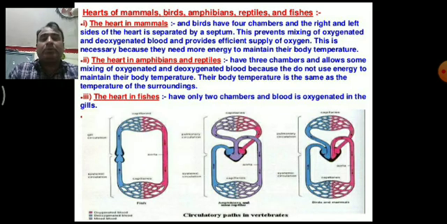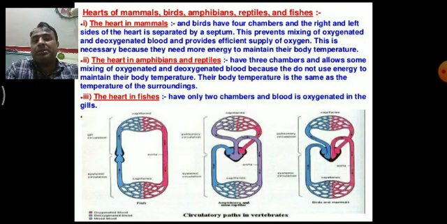This provides a sufficient amount of energy, and we know that mammals and birds, like humans, have more muscular activity, so they require more energy. The double circulation system provides more energy as compared to single circulation. Single circulation means there is a mixing of blood, like in the two chambered heart and the three chambered heart. First is the heart in mammals and birds, which is four chambered, and the right and left sides of the heart are separated by a septum. This prevents mixing of oxygenated and deoxygenated blood and provides an efficient supply of oxygen. This is necessary because they need more energy to maintain their body temperature.